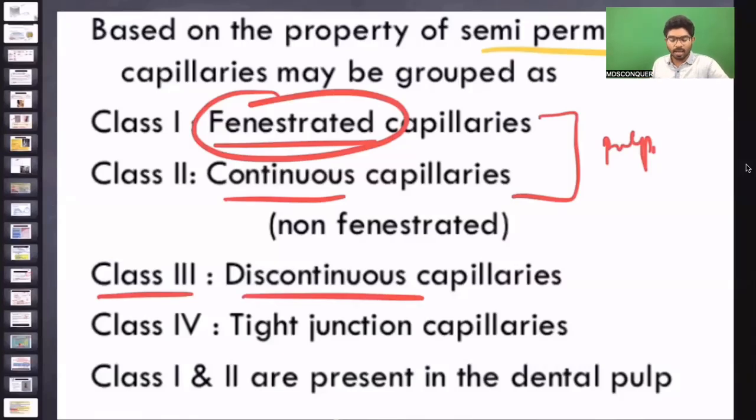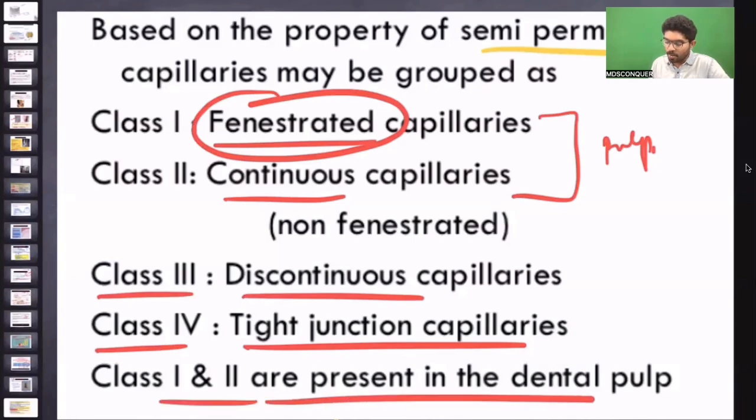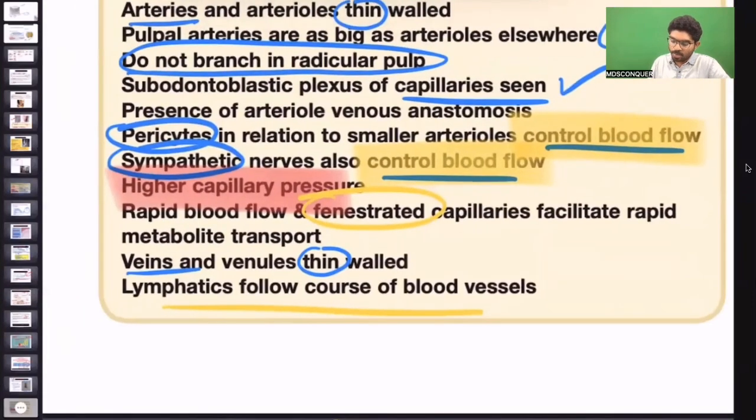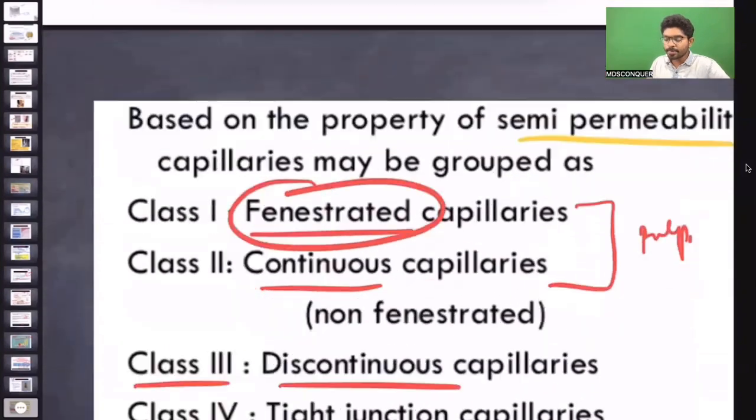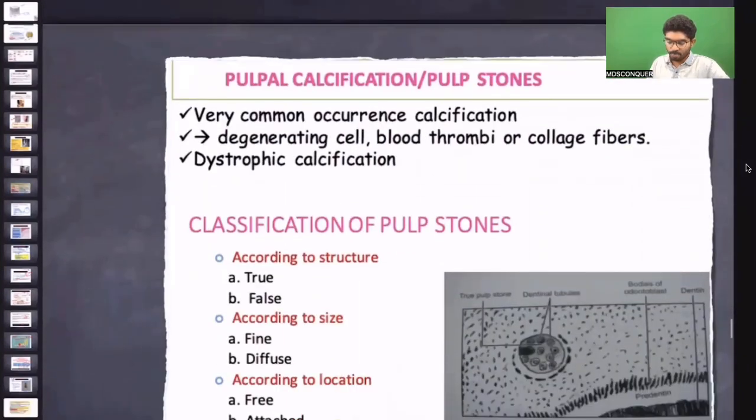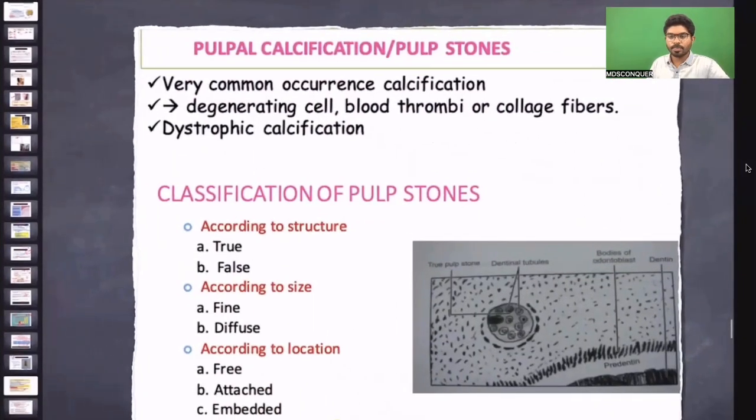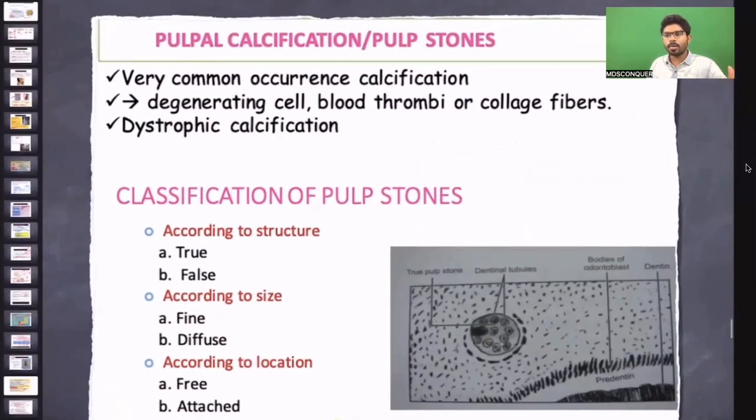are discontinuous capillaries. And the fourth one are tight junction capillaries. Type 1 and type 2 are present in the dental pulp. That's what we have discussed. Fenestration capillaries are type 1 capillaries, which help in transformation of metabolites through the pores which are present in their capillaries. Clear? Clear. I want your quick response.